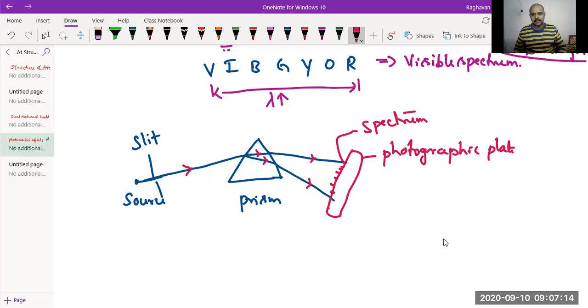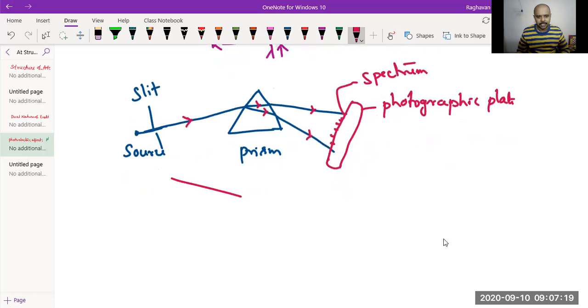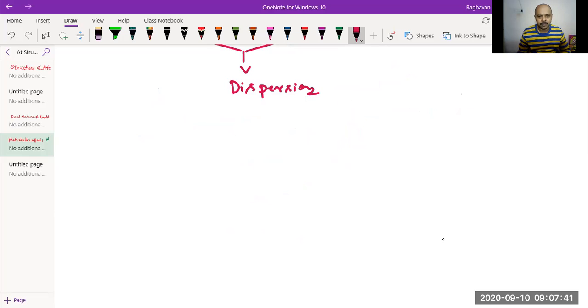Then this entire phenomenon is the separation of radiation in a composite light. This light from the source has all the wavelengths in it, composite light. When it is passed through the prism, the wavelengths get separated to give a spectrum. This phenomenon is called dispersion. Okay, no problem. Next, we need to know something about the electromagnetic spectrum.